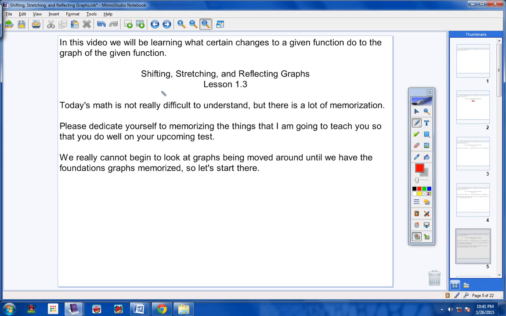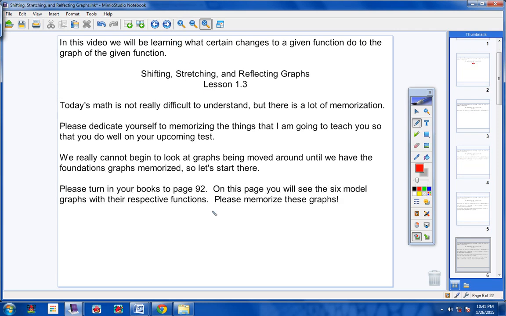We really cannot begin to look at graphs being moved around until we have the foundations. Foundational graphs memorized. So let's go ahead and start there, okay? Please turn your books to page 92. On this page, you will see the 6 model graphs with their respective functions.